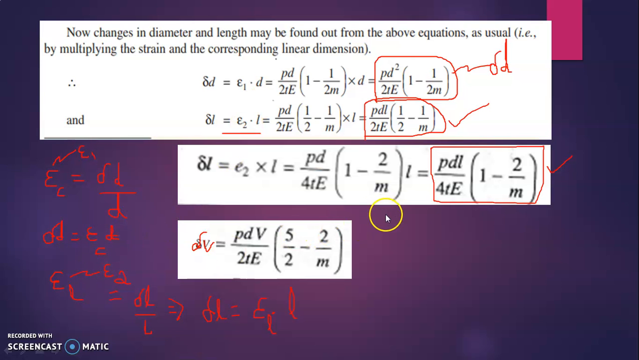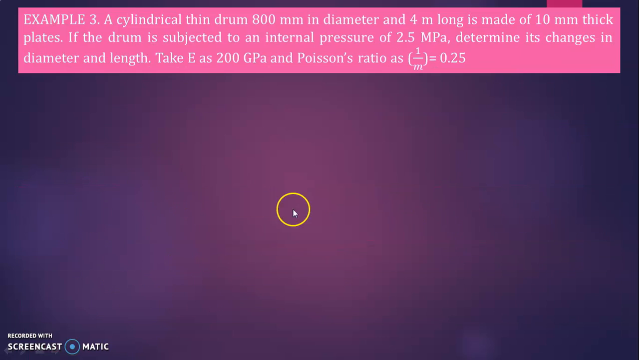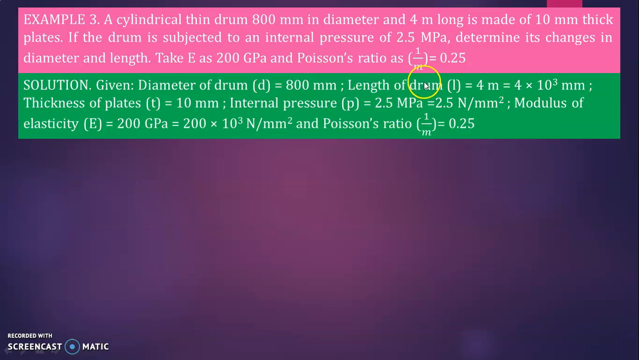Okay, let us take one example. A cylindrical thin drum 800 mm in diameter and 4 meter long is made of 10 mm thick plates. If the drum is subjected to an internal pressure of 2.5 MPa, determine its change in the diameter and length. Take E as 200 GPa and Poisson's ratio, represented by mu, or 1 by m, as 0.25.